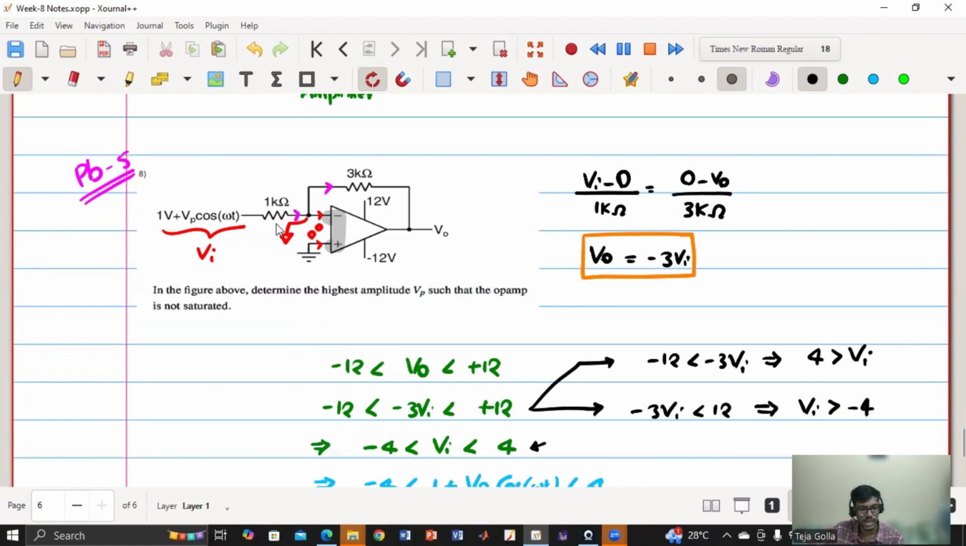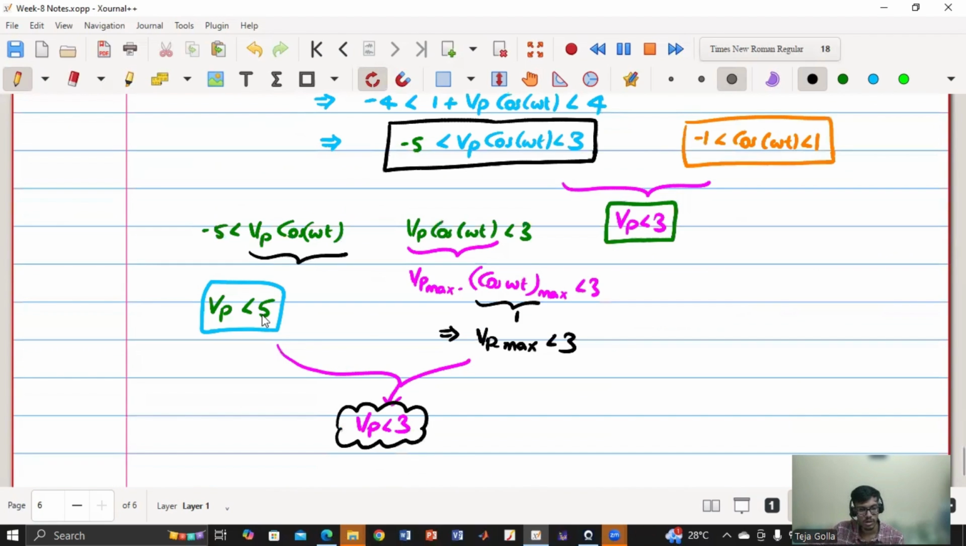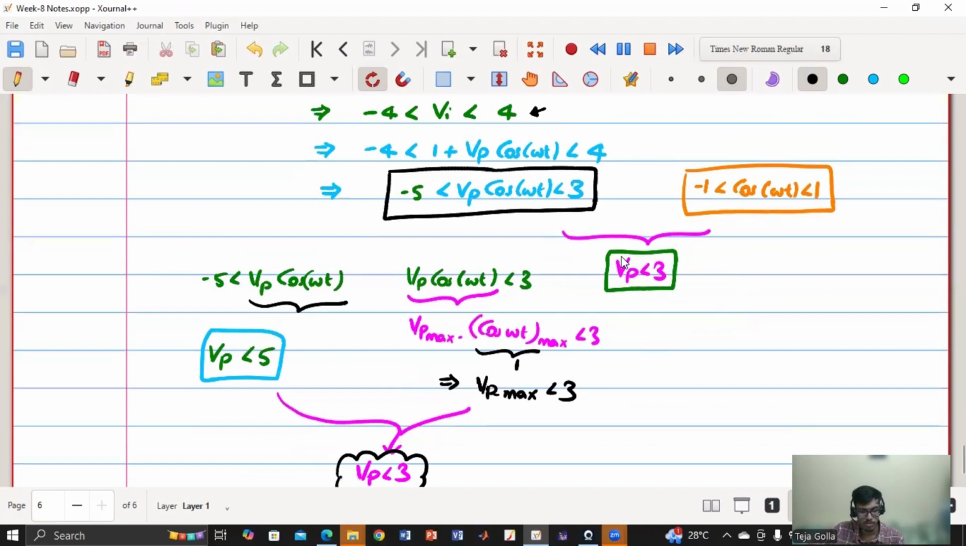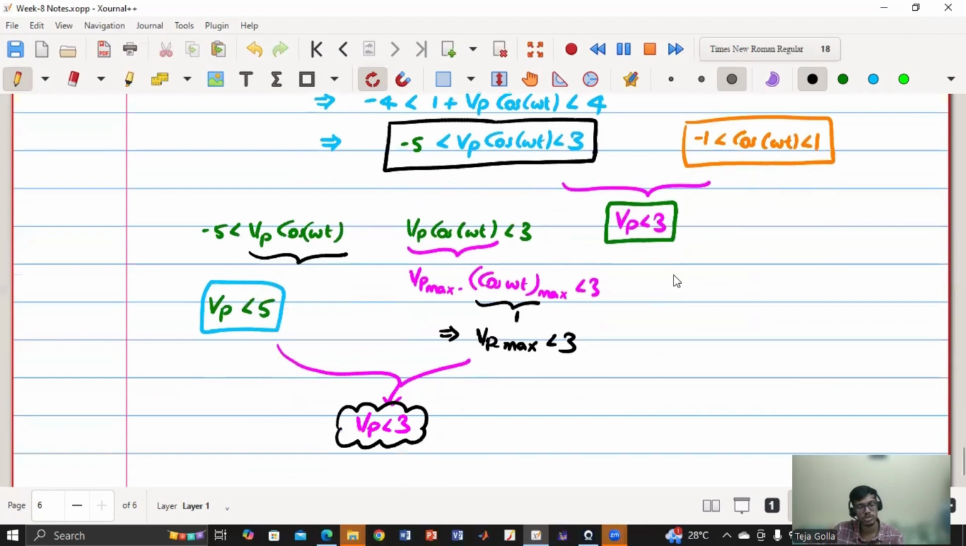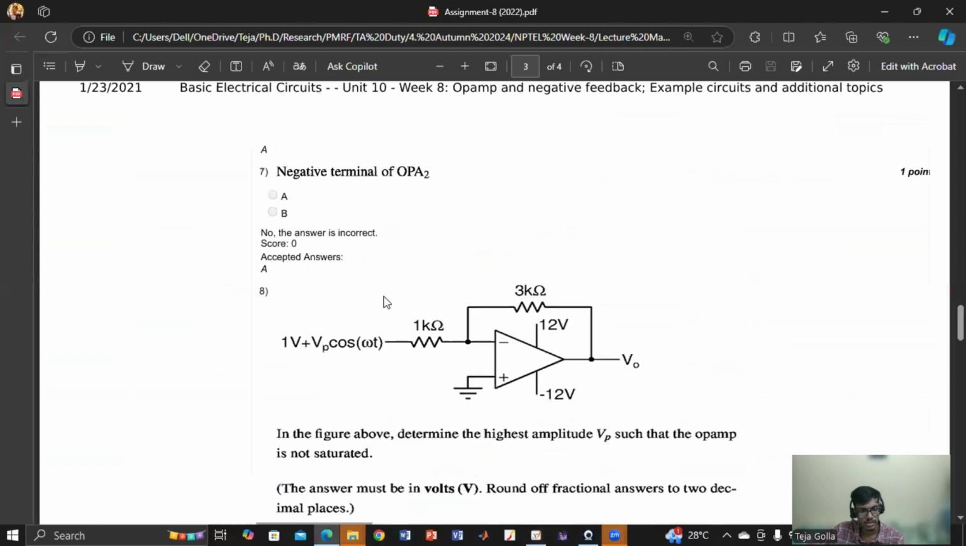So sometimes they ask what should be the input voltage range so that the output will not get saturated. So we have used this condition, and we saw that there are two conditions. For it to not get saturated on the negative side, Vp should be less than 5. For it to not get saturated on the positive side, it should be Vp less than 3. But they have asked it should never be saturated, so we have to consider the common condition of this, which is Vp less than 3. So that's why Vp is less than 3.